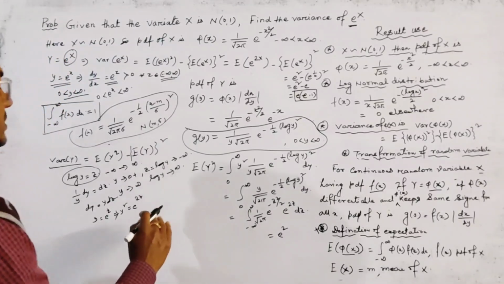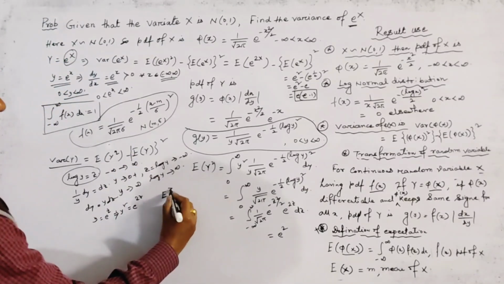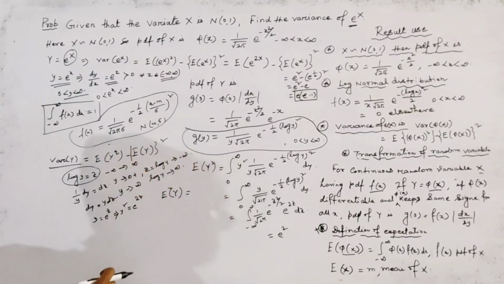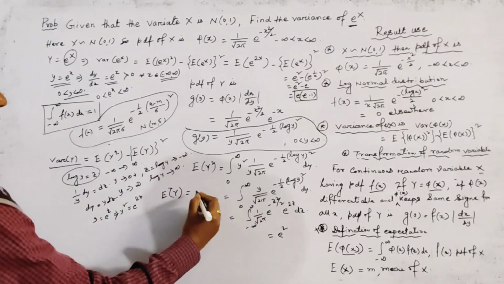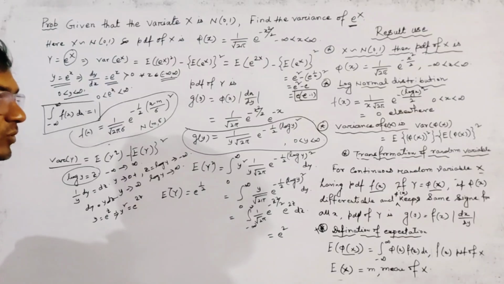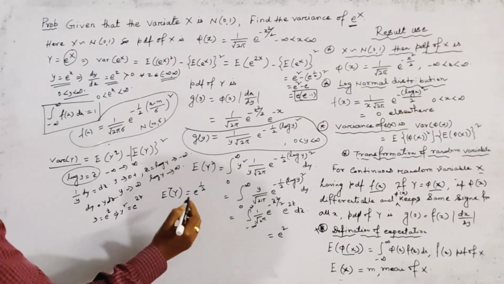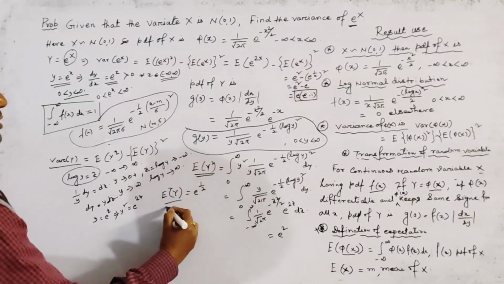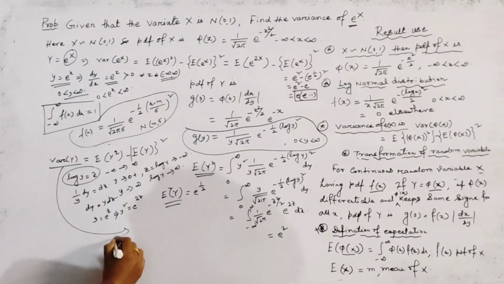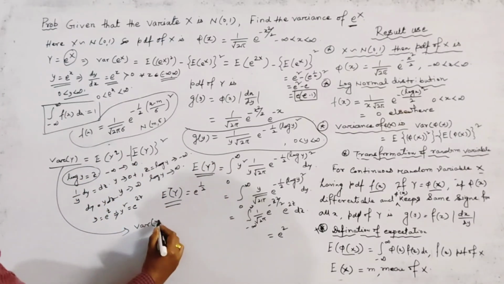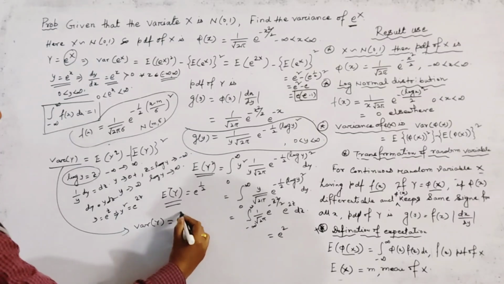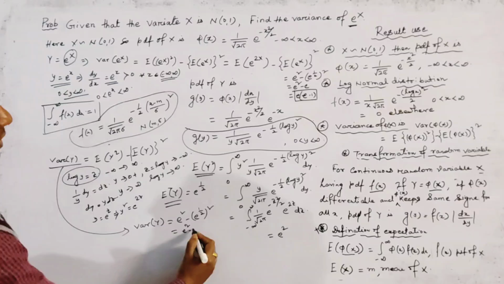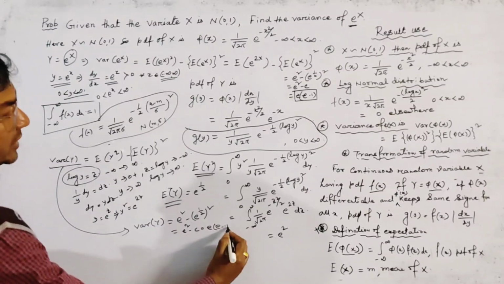In a similar manner, if we find expectation of y, we get the same type of integration as in the previous method, and this is e to the power half. So we put the values of expectation of y square and expectation of y here, and we get the value of var y: e square minus e to the power half whole square, this is e square minus e, which is e into e minus 1.